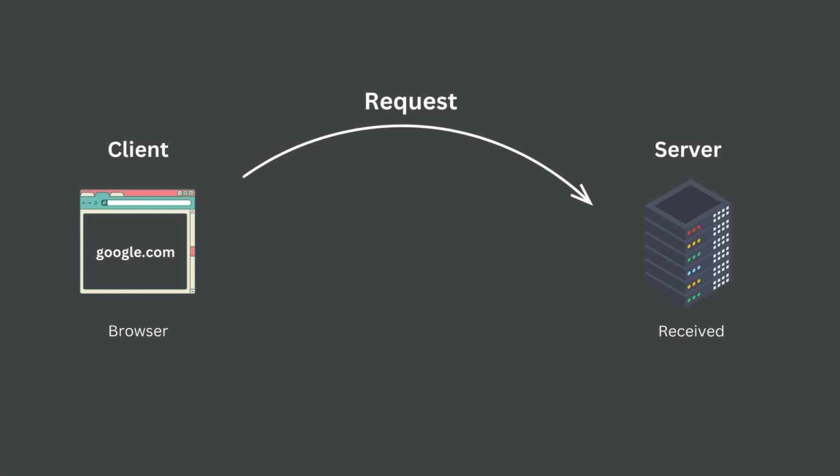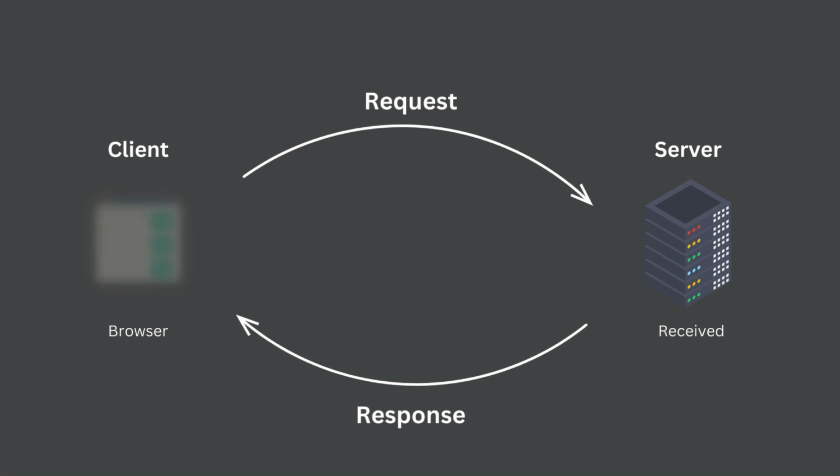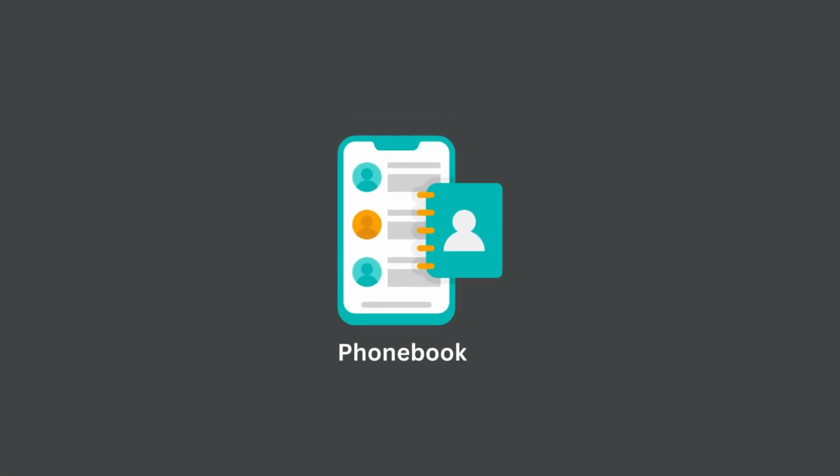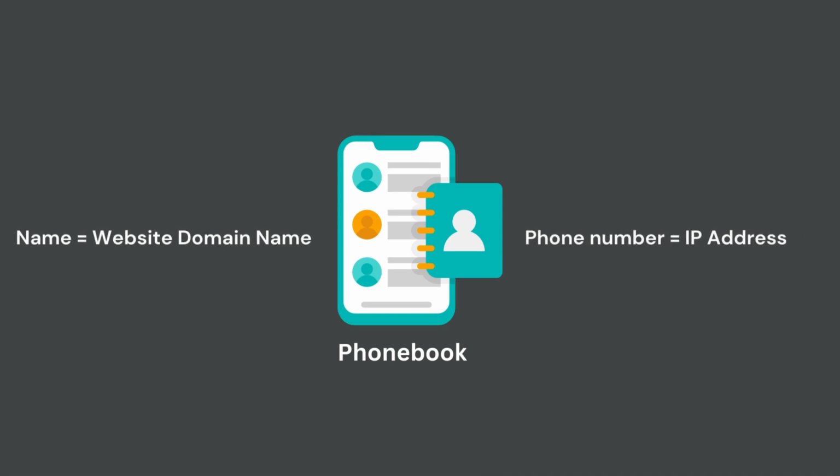After the server receives the request from the browser, the server will respond to the browser containing the status, whether it is successful or not successful, and the requested data. Finally, when the browser receives a response from the server that it is successful, the browser will start rendering the page. Imagine this process as looking up a friend's phone number in a phone book. You know the friend's name, the website address, but you need their phone number, the IP address, to call them. The DNS server acts like the phone book's lookup service, and the IP address is like the phone number you need to dial to reach your friend.